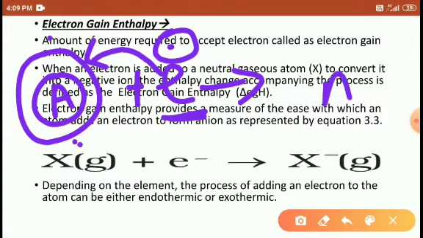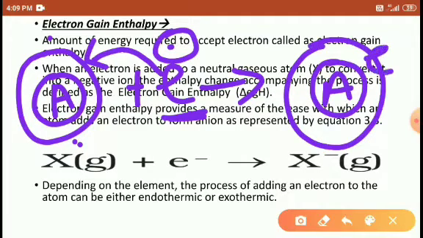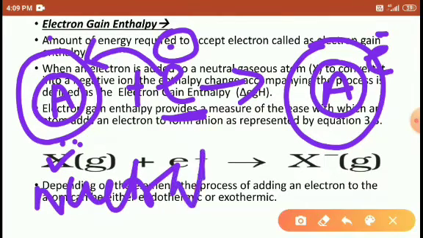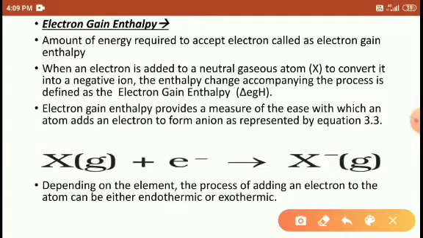After accepting the electron, it develops a negative charge. So this is the neutral atom, and this is the negative charge species. Right, students? So any atom requires energy to accept the electron. That energy is called electron gain enthalpy.